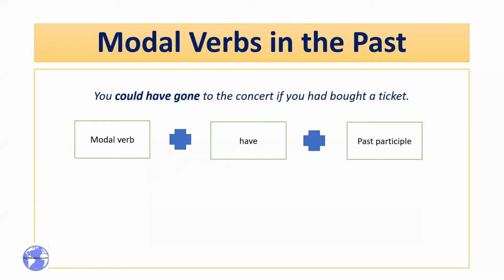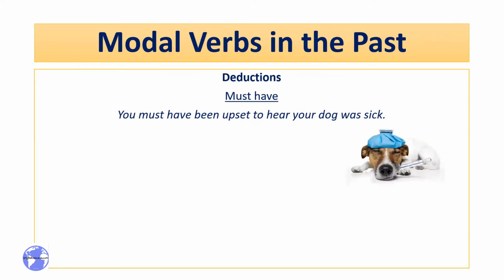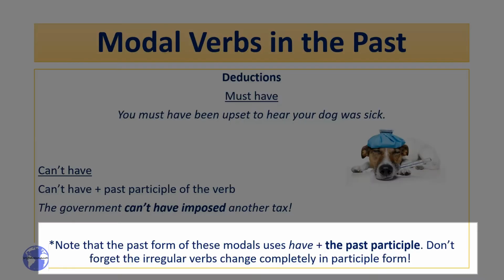Be careful of the irregular verbs that change completely in the past. In deductions, we use must have. You must have been upset to hear your dog was sick. We can also use can't have, with the past participle also. The government can't have imposed another tax. So notice that the past form of these modals uses have with the past participle of the verb. Don't forget the irregular verbs change completely in participle form.